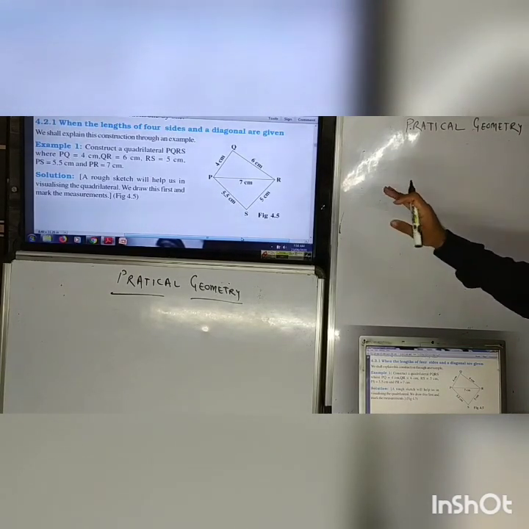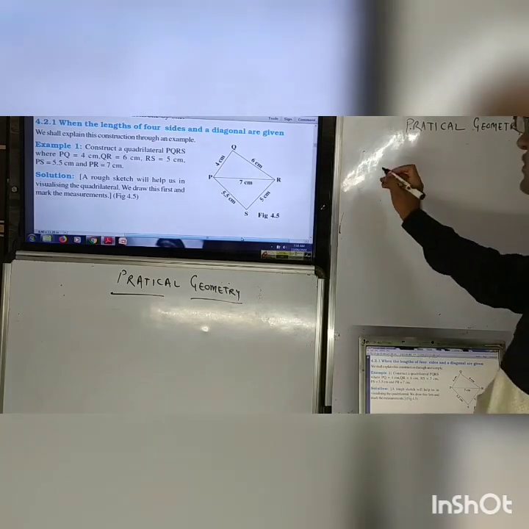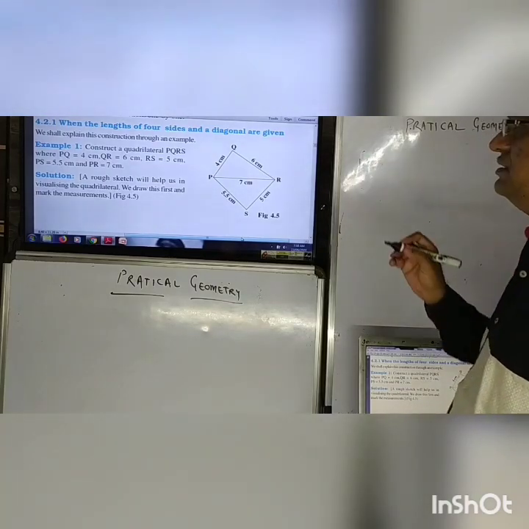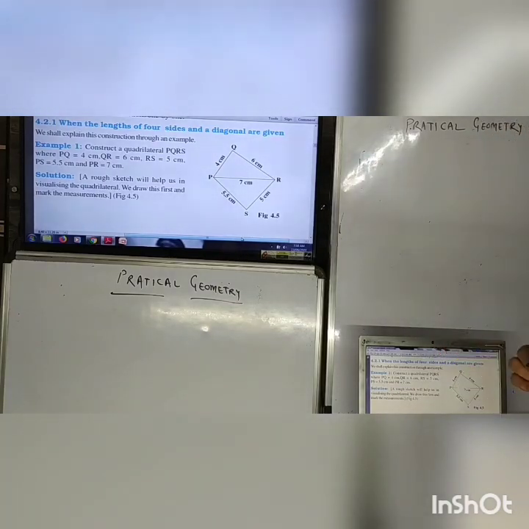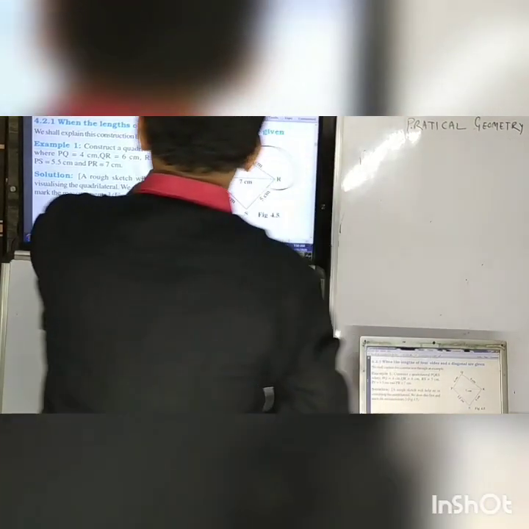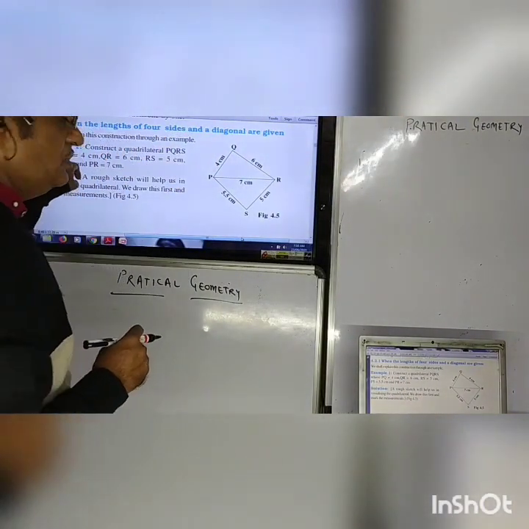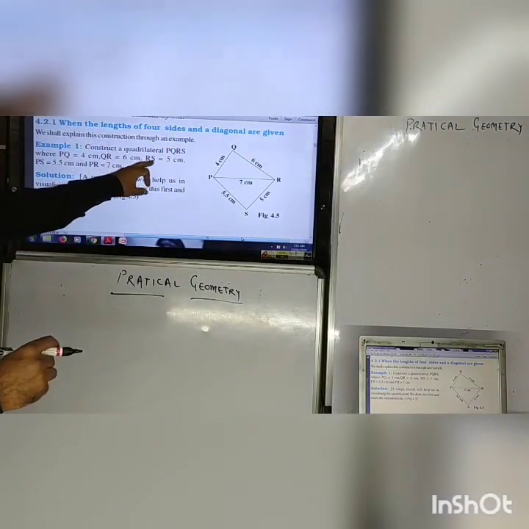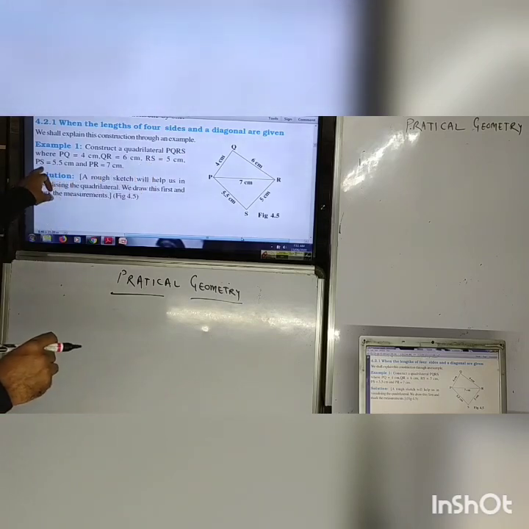Quadrilateral with given condition. Let us do the first construction. In this construction, four sides and one diagonal are given. Now the problem is: construct quadrilateral PQRS with PQ equal to 4 cm, QR 6 cm, RS 5 cm, PS 5.5 cm and PR 7 cm.